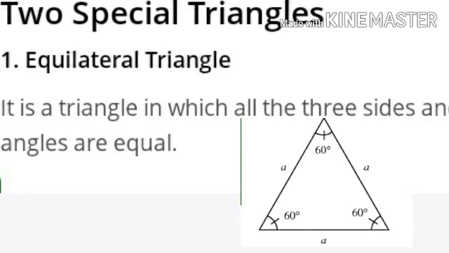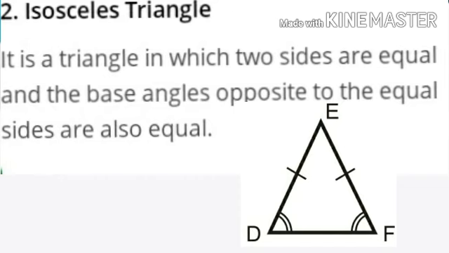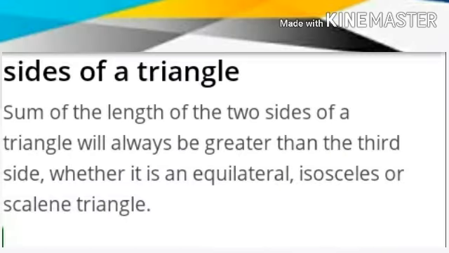Now two special triangles. First, the equilateral triangle. It is a triangle in which all three sides and all three angles are equal. You can see here all three sides are equal and all three angles are equal. Second, the isosceles triangle. It is a triangle in which two sides are equal and the angles opposite to the equal sides are also equal. ED and EF are equal and angle D and angle F are also equal.